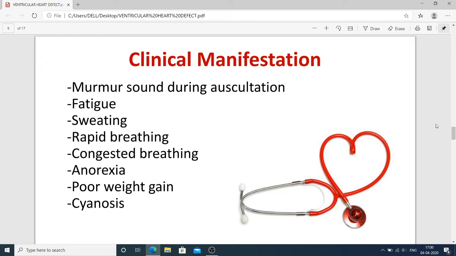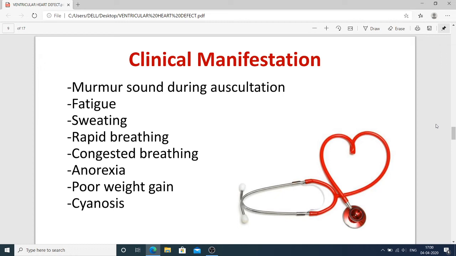What do you mean by rapid breathing? When you take more breaths than normal in a given minute. When the child takes more breaths than the normal range, okay? Congested breathing, when there is any congestion in the nasal cavity due to inflammation or any other reason, okay?